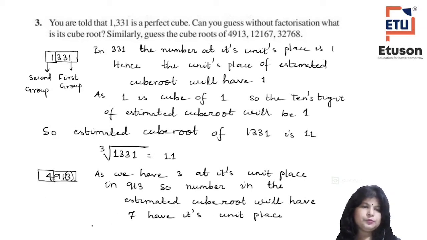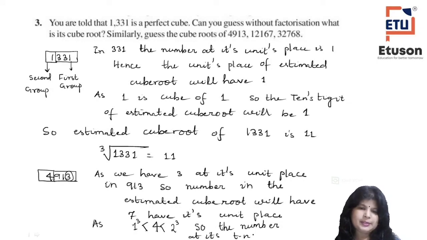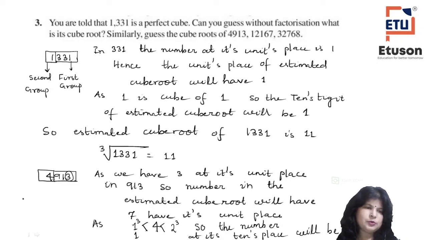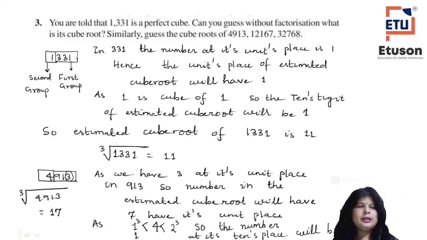Now 4 lies between which cubes? 4 lies between 1 cube and 2 cube, right? So the number at its tens place will be 1. So the cube root of 4913 is equal to how much? It is equal to 17.